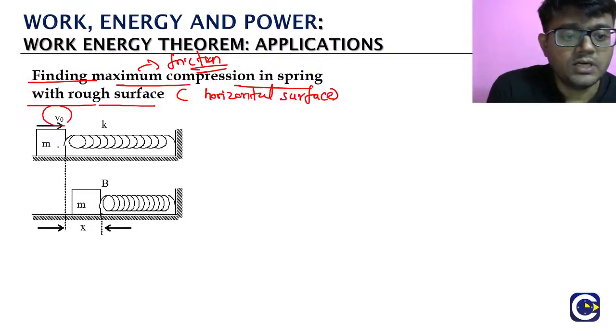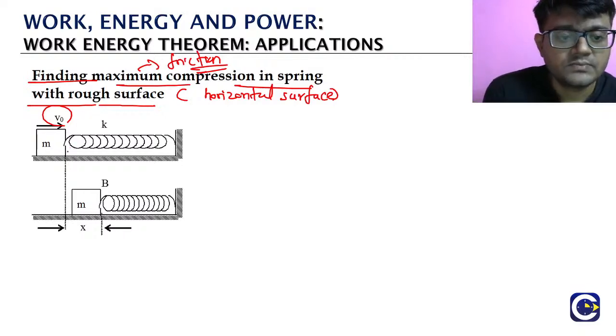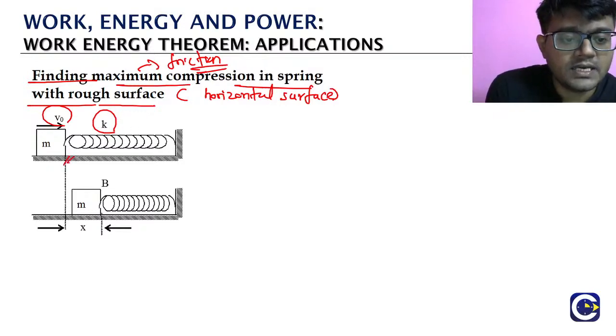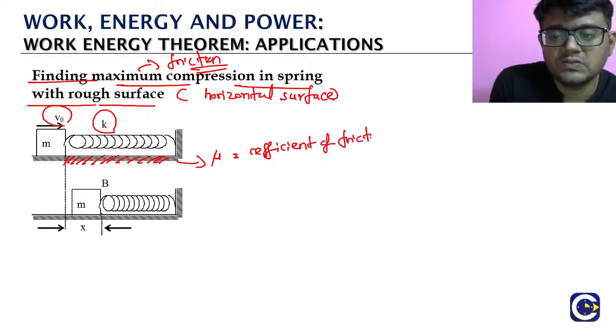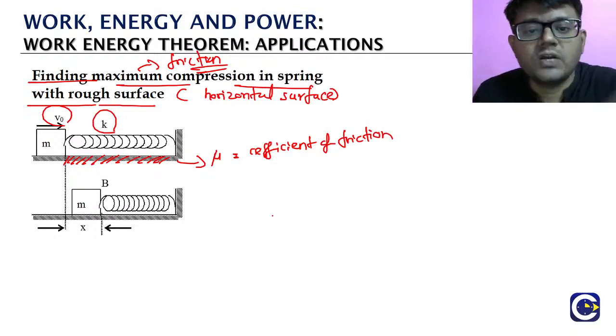So a block of mass m is moving with a velocity v0. It is colliding with a spring whose constant is k. Here the surface is rough, so take mu as the coefficient of friction. We have to find what the maximum compression in the spring is.